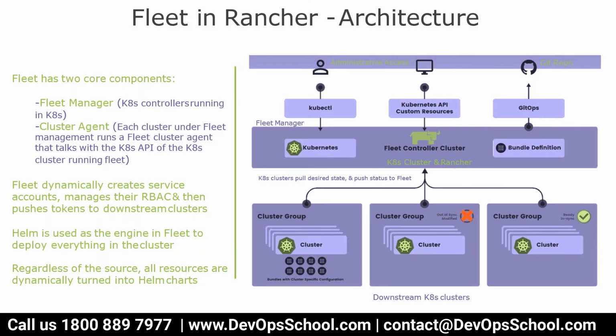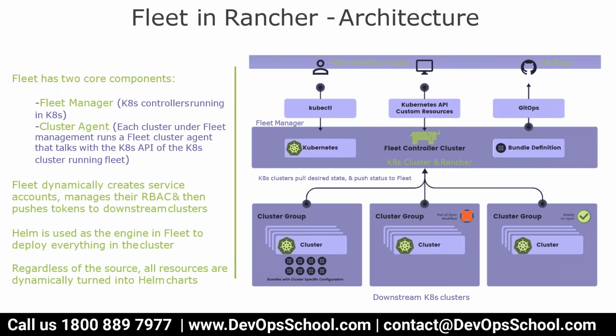Now, Fleet architecture. Fleet has two core components: one is a Fleet manager, and one is a cluster agent. The Fleet manager, we call it a controller, runs in Kubernetes, and each cluster under Fleet management runs a Fleet cluster agent that talks with the Kubernetes API of the Kubernetes cluster running Fleet.